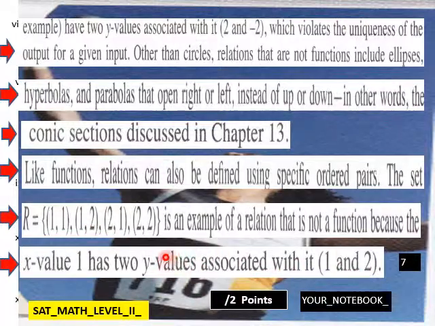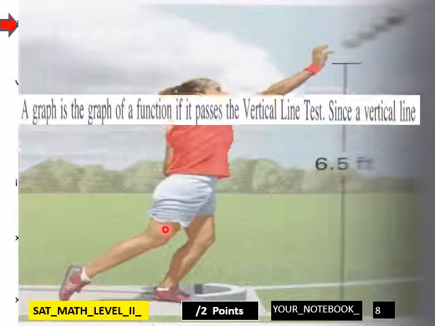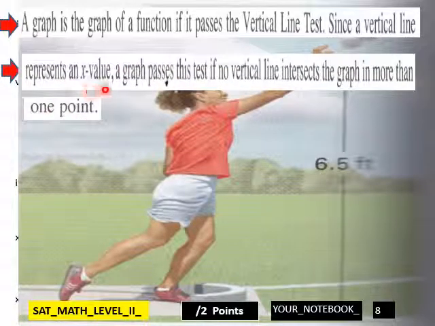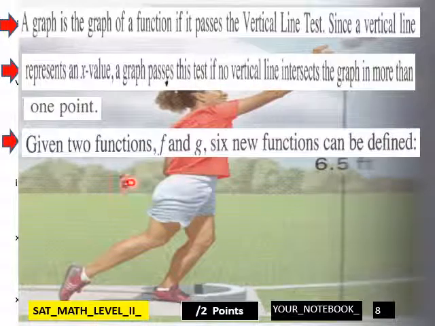So technically, a graph is a graph of a function if it passes the vertical line test. Since a vertical line represents an x value, a graph passes this test if no vertical line intersects a graph at more than one point.